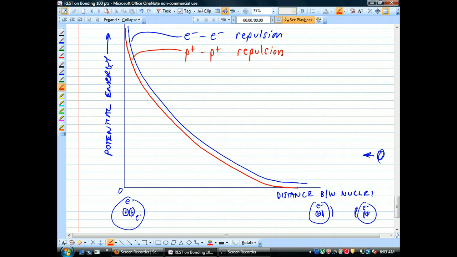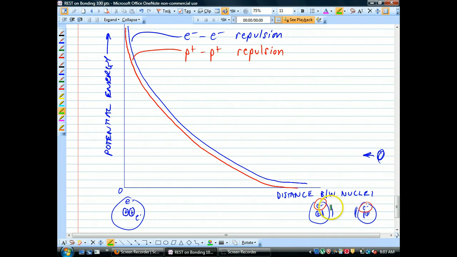If there were only repulsive forces, the bond would not form. So there must be some attractive force that is between the outer electrons of one atom and the proton of the other. So this would be attractive.